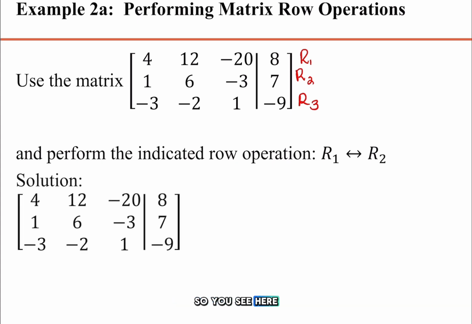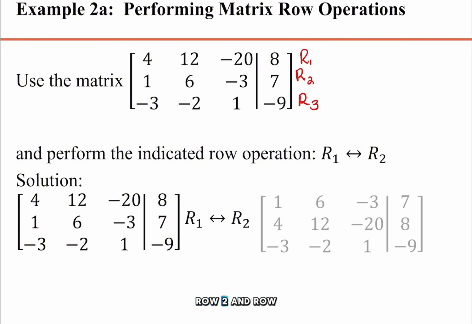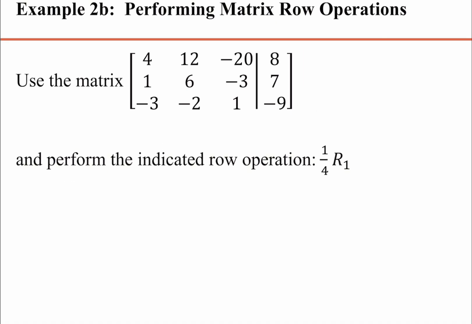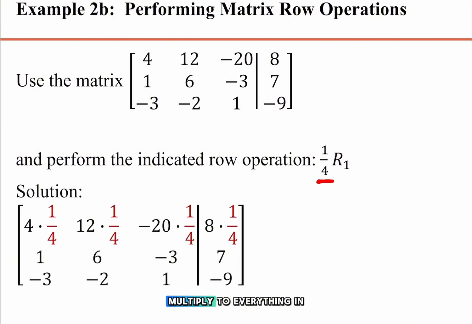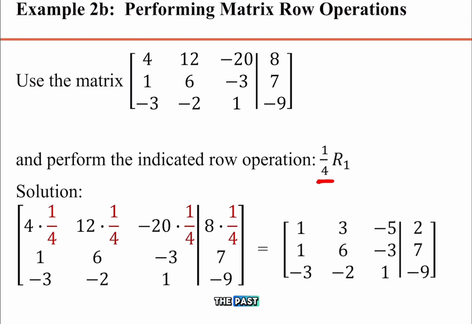So you see here, row 1 goes to row 2, and row 2 goes to row 1, so it's a double-sided arrow. So you're just switching the rows. In this one, we're just multiplying 1/4 to row 1. And you have to multiply it to everything in row 1, so be careful about that. I've made those kinds of mistakes in the past. And then the rest you just copy. The rest of the rows you just copy.